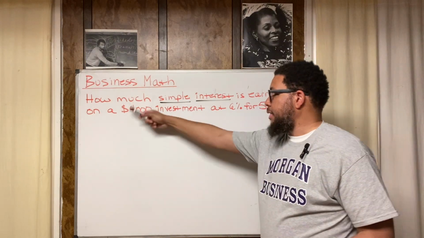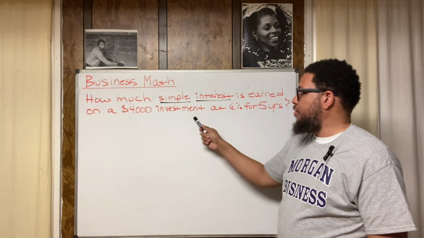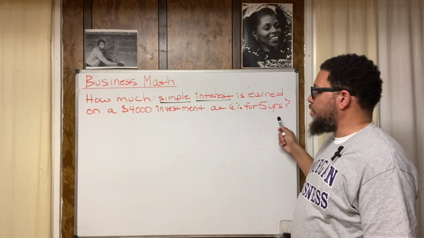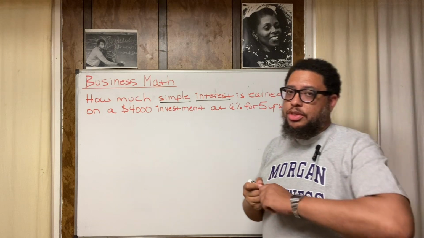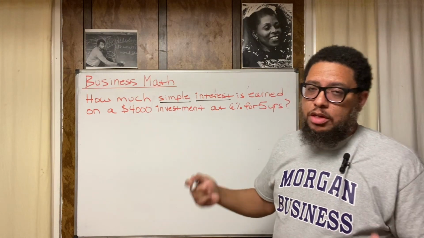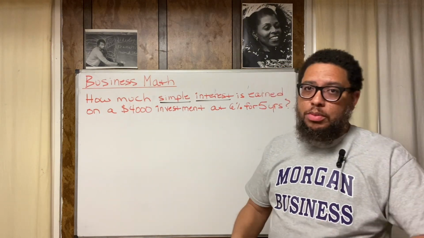Now let's read this question. It says, how much simple interest is earned on a $4,000 investment at 6% for 5 years? $4,000 investment. So first of all, since we're talking about simple interest, let's write down the formula for simple interest. There's a formula to this, just like there's a formula for compound interest. There's a formula for simple interest.